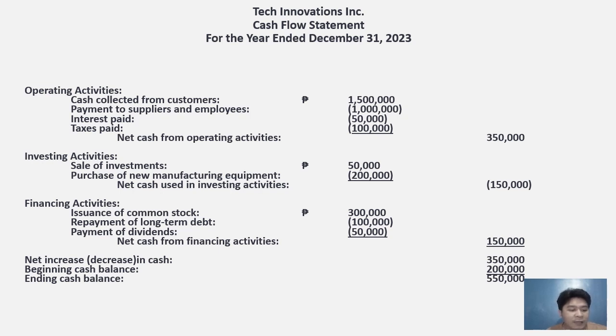The company paid 50,000 pesos in dividends to its shareholders. Dividends are payments made to shareholders as a distribution of profits. This is a cash outflow for the company because it is distributing cash to its shareholders. So the net cash from financing activities is 150,000 pesos, indicating a net cash inflow from financing activities.